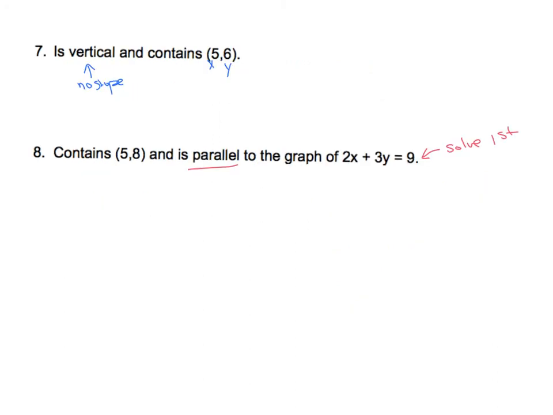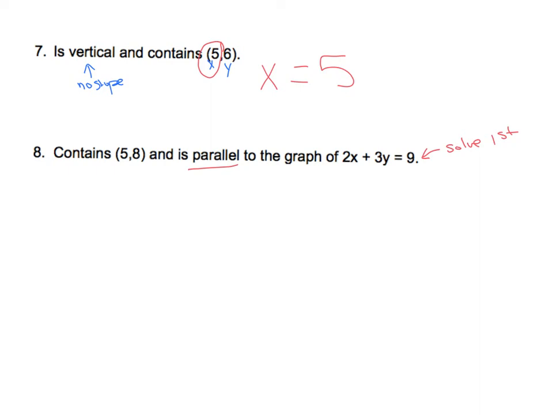Number 7 is a vertical line, and it contains (5, 6). So kind of the opposite of the previous problem. A vertical line has no slope at all. So that means I know automatically that this equation is going to begin with x equals. To figure out what the x value equals, based on the point they gave me, I'll just look at what the x value is. So this would be x equals 5.